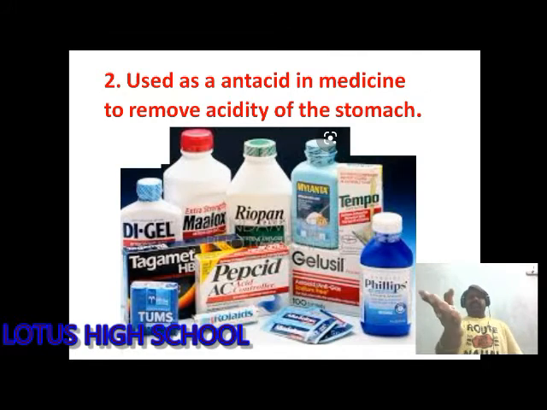Second one, use as an antacid in medicine to remove the acidity of the stomach. So see here, in our stomach hydrochloric acid is already present, and it also maintains a certain pH value.